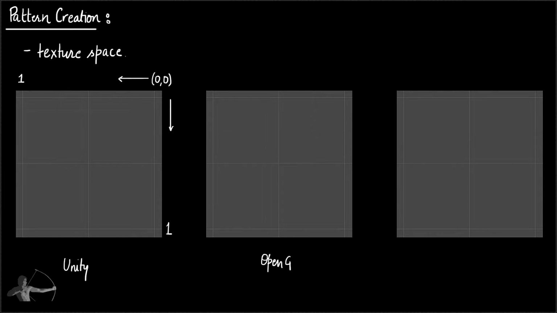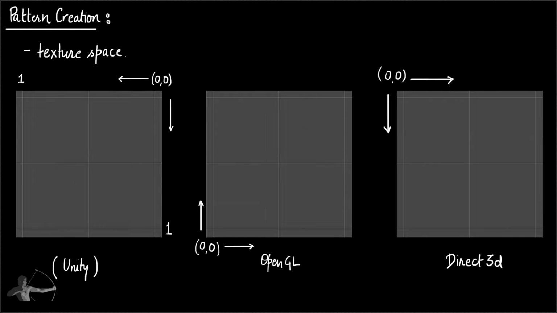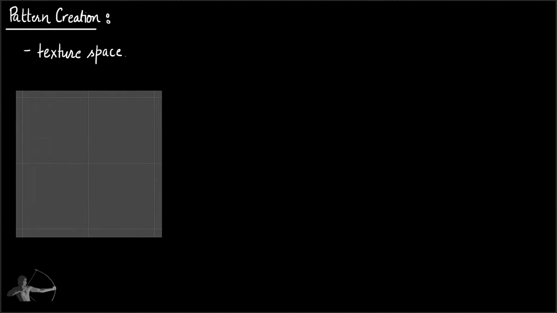In OpenGL, the texture coordinates or texture space starts from bottom left corner. And in Direct3D, it starts from top left corner. We will understand about this platform-specific texture space later in the chapters, but for now, we will have to consider the texture space in Unity platform. In this chapter, we will create a procedural gradient pattern on the mesh.